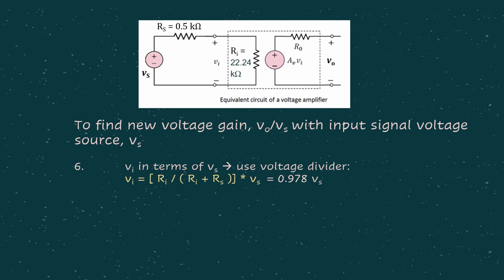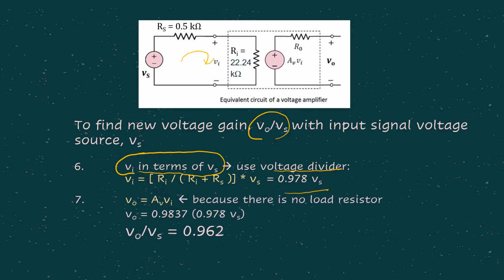So to find the new voltage gain, V0 over Vs, we need to consider it with Vs. So that's why you connect it together. Then step number 6, we can have Vi in terms of Vs. This one is just similar to the common emitter amplifier before, where we can do the voltage divider for this particular loop, right? We do voltage divider, then from there we can get Vi in terms of Vs.